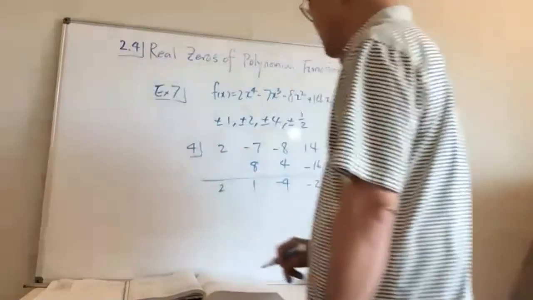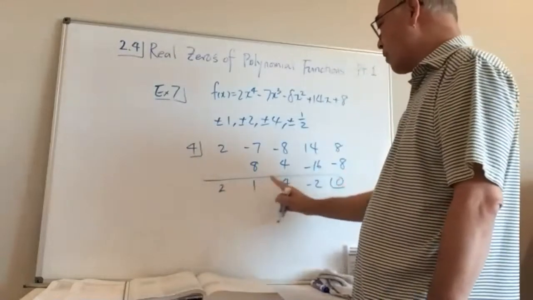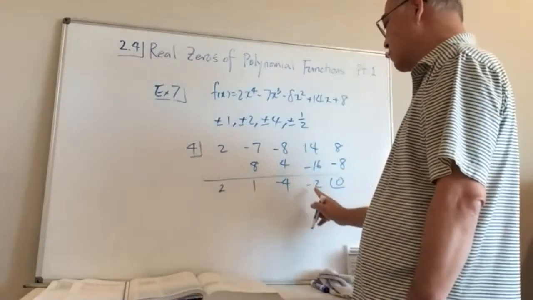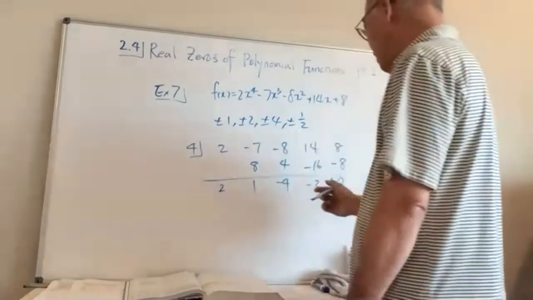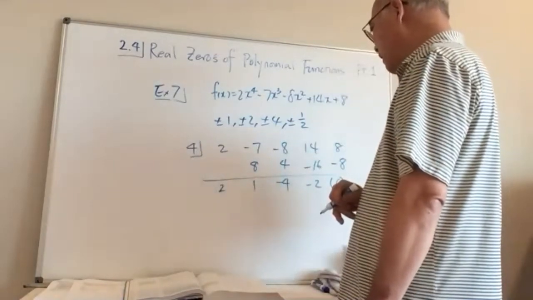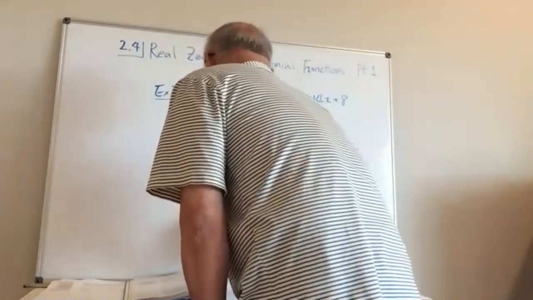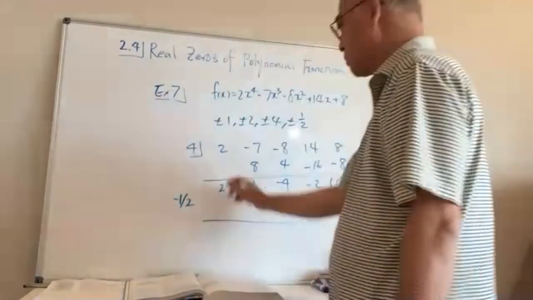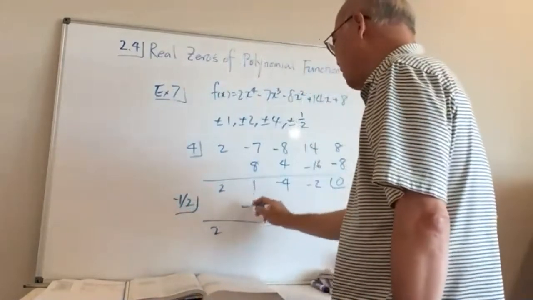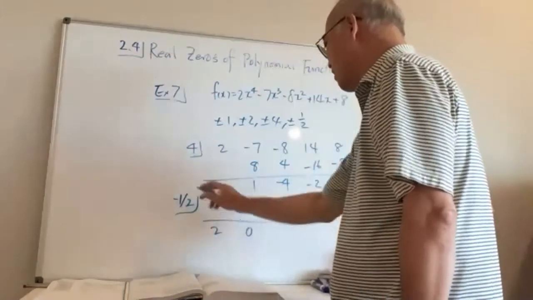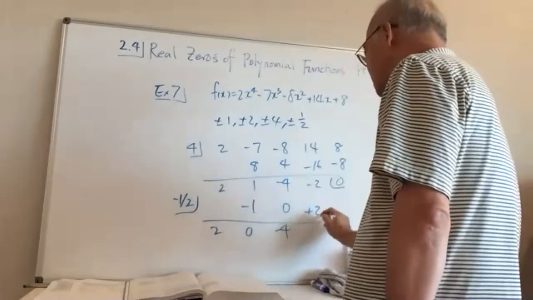So I know that 4 is, and so what do I have left here? I have 2x cubed plus x squared minus 4x minus 2, okay? So I know this guy works, so now what do I have left? Let's try -1/2. This seems to be also a good answer. 2, so I get -1, 0, 0, -4, plus 2 is equal to 0.